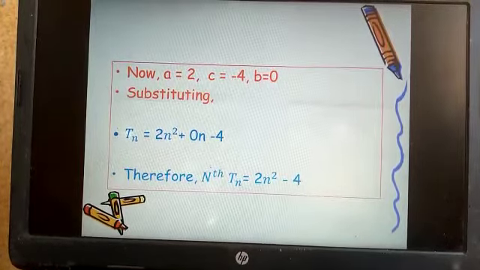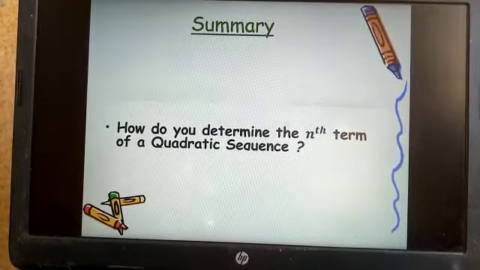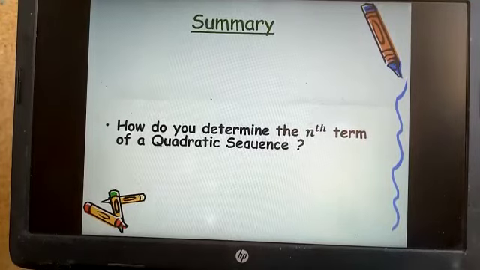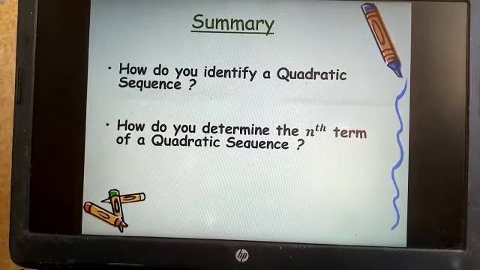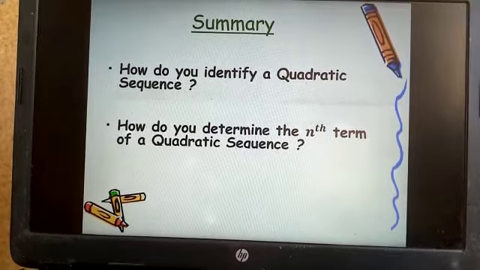I hope you got it. Now, how do you determine the n-term of a quadratic sequence? How do you identify a quadratic sequence? I know you know it.